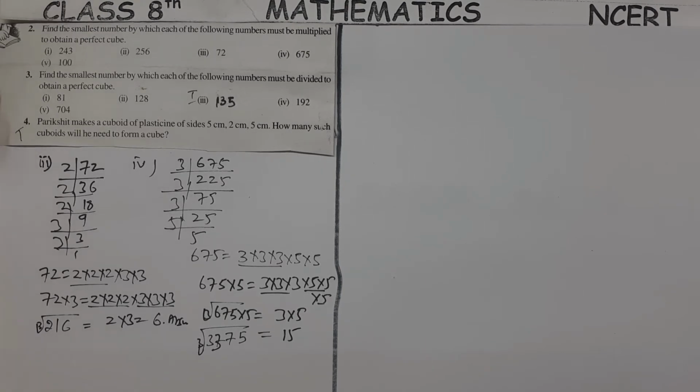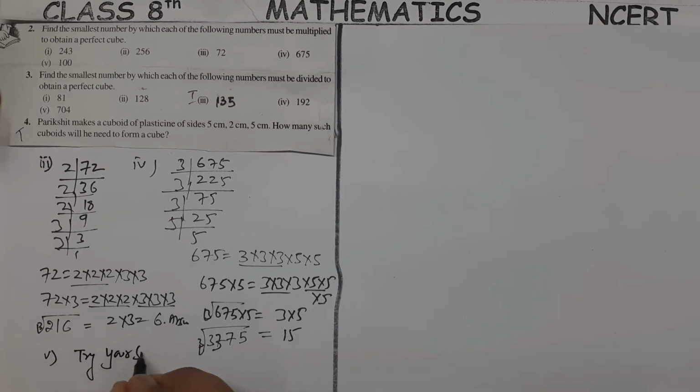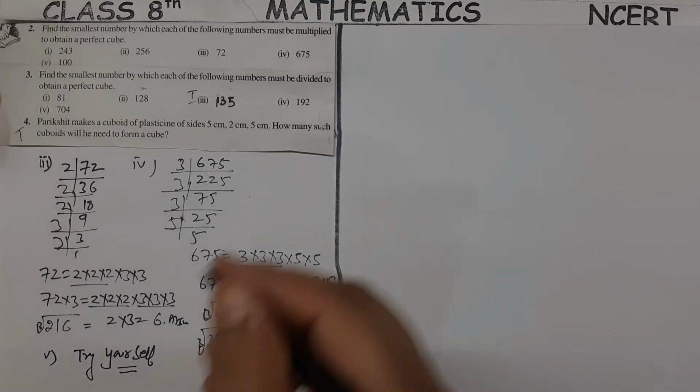Next, part fifth, 100. You will try yourself. Easy part.